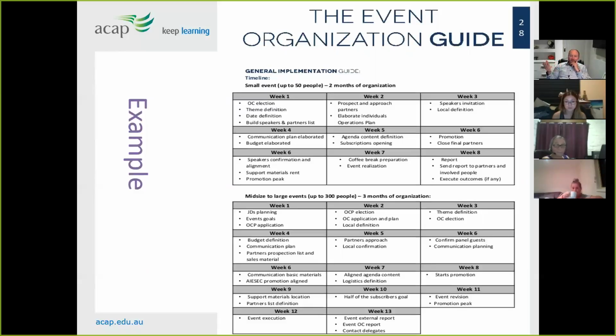And so these are examples. You can go and look online and look for some different guides to evidence what you might do. So basically we're looking at week 1, what are we doing? Week 2, what are we doing? And who's doing it? So this is a really basic one. More comprehensive ones, as I've said, you can find very easily.